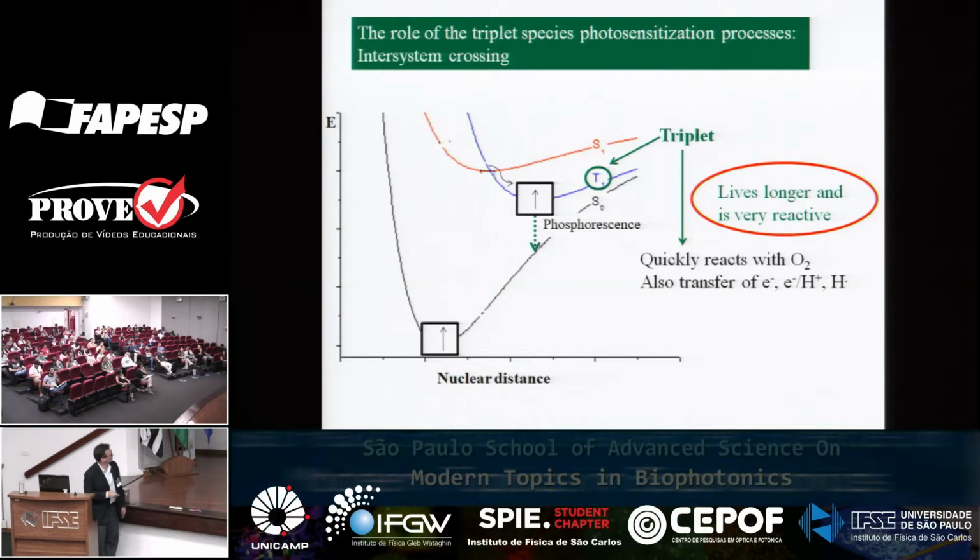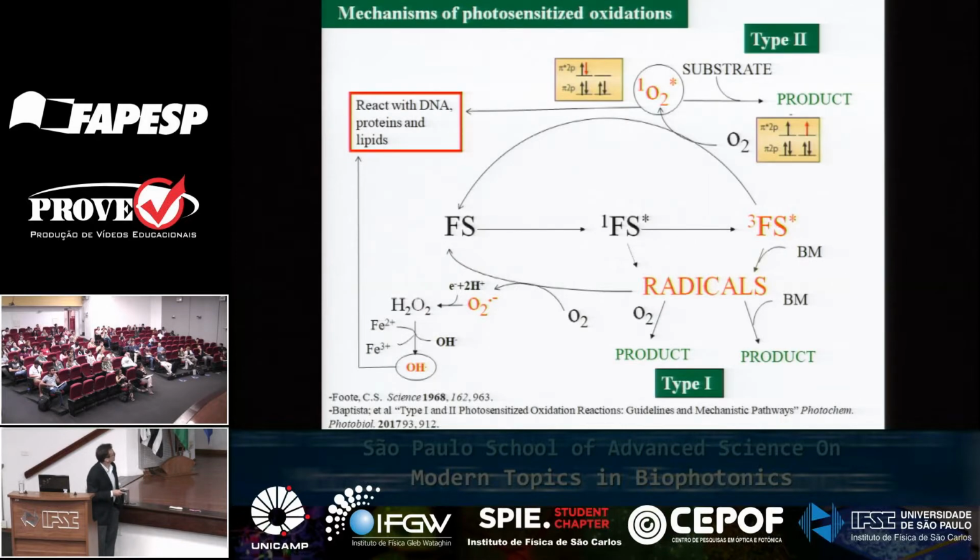I'll mention more about that, but it also does a lot of redox chemistry. So this is what we know about the mechanism. It is focused on the properties of the photosensitizer by itself. We call these two different types of mechanisms type 1 and type 2. The type 2 is an energy transfer reaction. The triplet species react with oxygen.